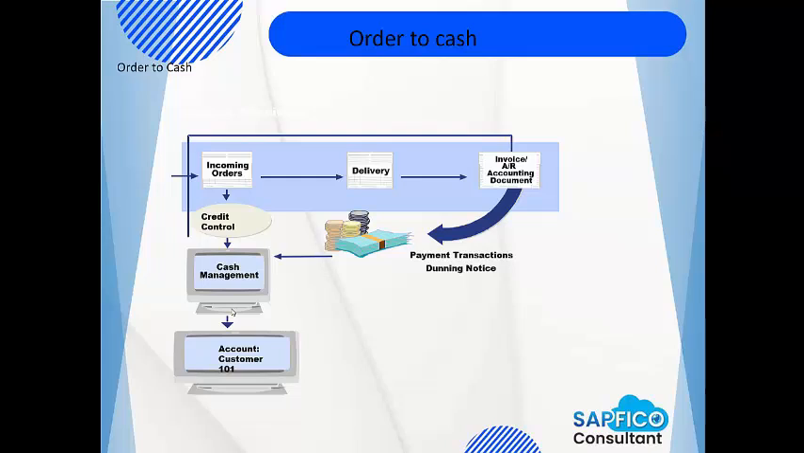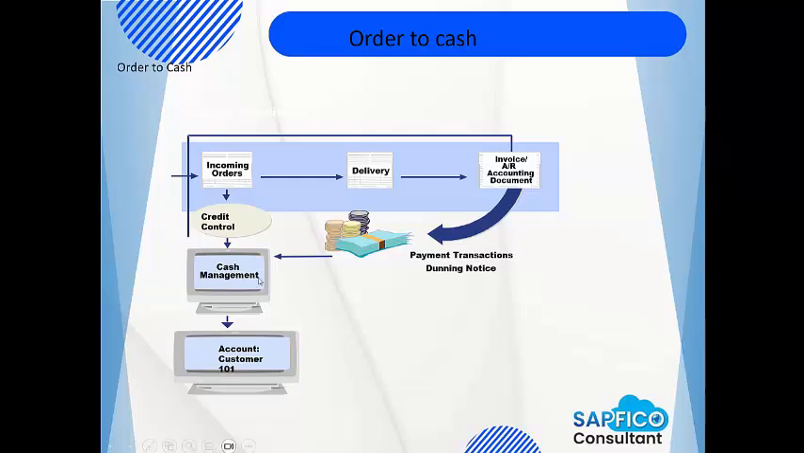Let's understand the order to cash function. This is the function which is directly linked to sales and distribution. The customer places an order with a purchase order, which becomes an incoming order for the company, which we record in the sales and distribution module as a sales order. Once we create a sales order, if the credit control is active, then credit control will be checked: if there's a credit limit for the customer, if the customer is credit worthy and all that. If it's okay, then we are allowed to create the sales order.